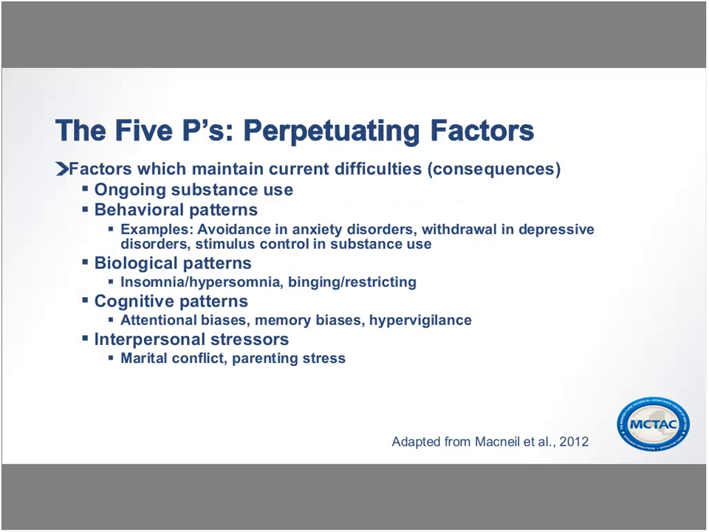So next P is the perpetuating factors. And these are the factors that might be maintaining those current difficulties, or in behavioral terms, consequences. This could be ongoing substance use. It could be some behavioral patterns that we know are associated with difficulty changing symptoms. So avoidance in an anxiety disorder, withdrawing from social situations in depressive disorders, and stimulus control in substance use, still hanging out with the same source of substances and not changing that pattern.